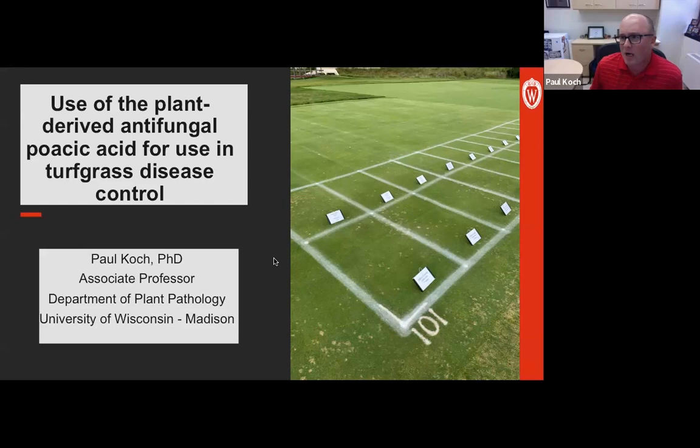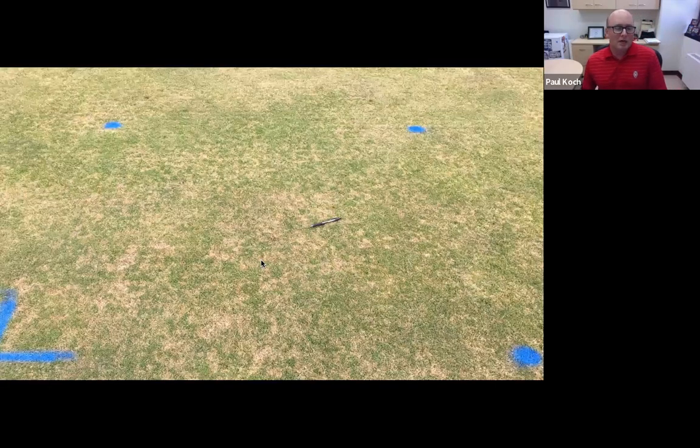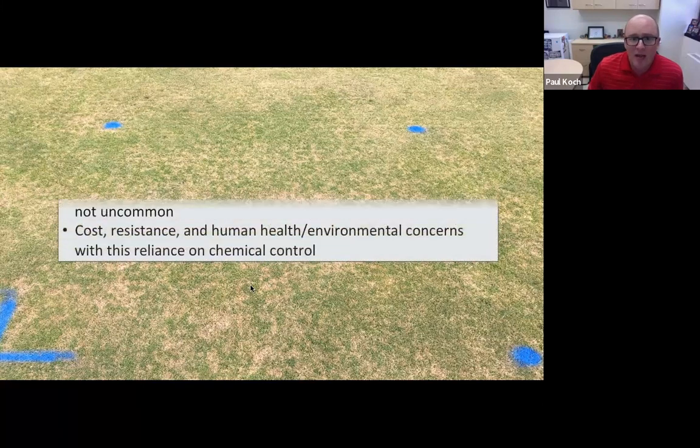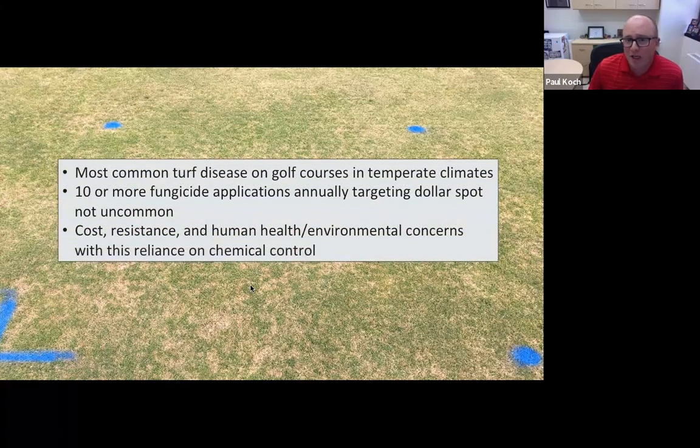When I talk about turfgrass disease control today, I'm really talking about dollar spot. So dollar spot is the most common disease of turfgrass in temperate climates, golf course turfgrass, in temperate climates around the world. Certainly in the Midwest, where I'm based in Wisconsin, it's our most important turfgrass disease, commands the vast majority of fungicide applications. In certain instances, we can apply 8, 10, maybe even more fungicide applications per year, targeting just this particular disease.